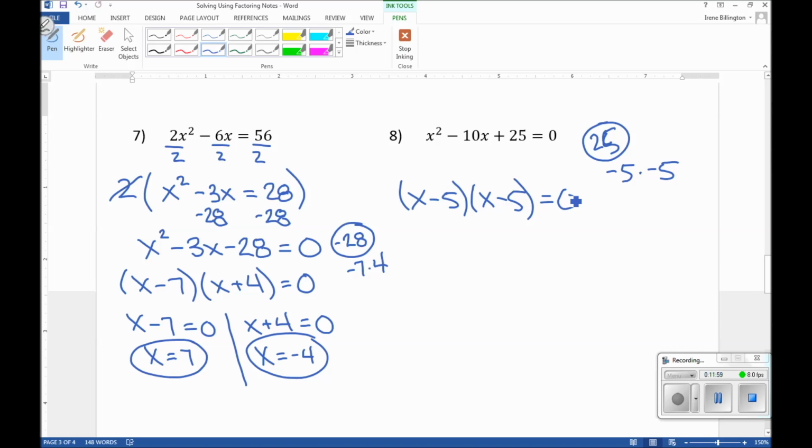Remember, when the two binomials are the same, I can write this as x minus 5 squared is equal to 0. So I'm only going to have one solution for this equation. X minus 5 equals 0. Add 5 to each side. X is equal to 5 is my one and only solution.